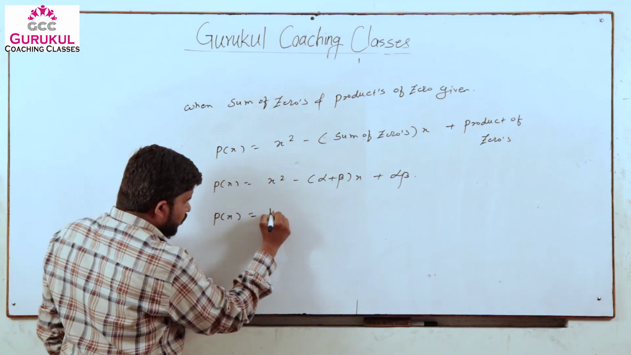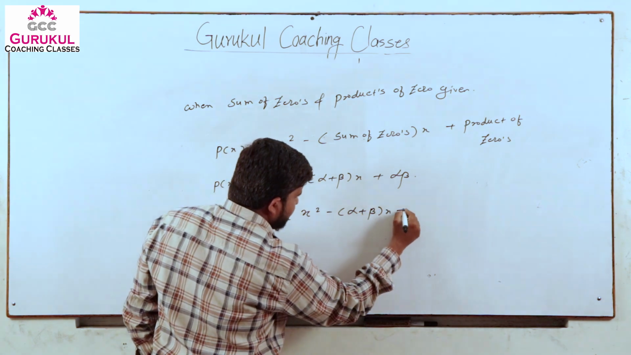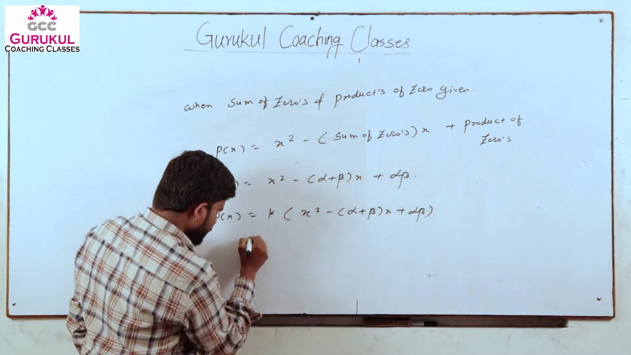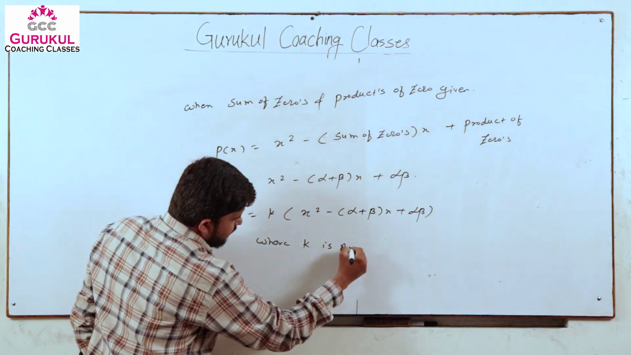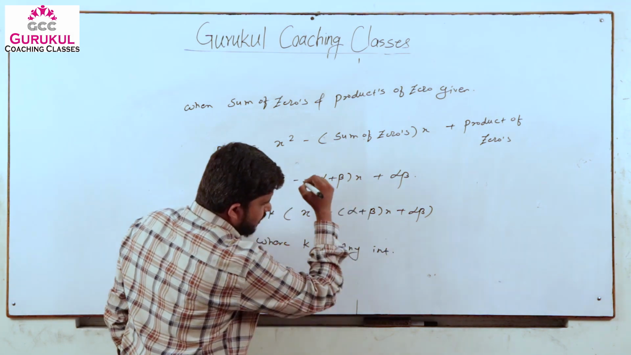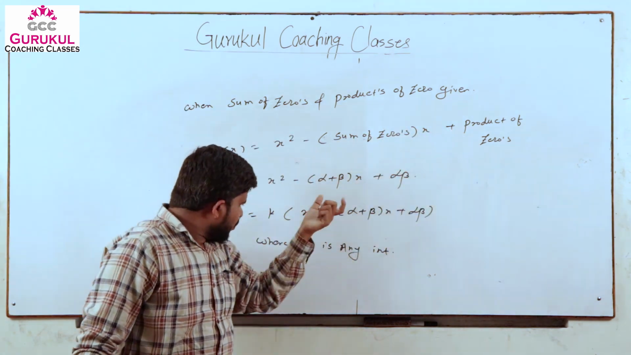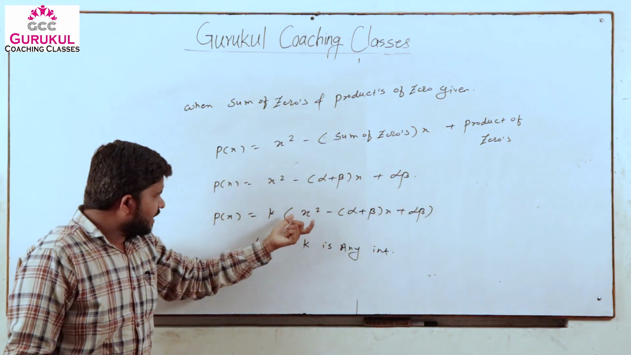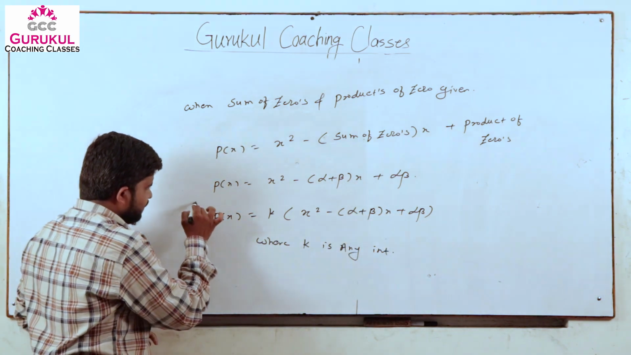P of x is equal to k bracket x square minus alpha plus beta x plus alpha beta, where k is an integer. When only zeros and products are given, the formula becomes P of x is equal to k bracket x square minus alpha plus beta x plus alpha beta.